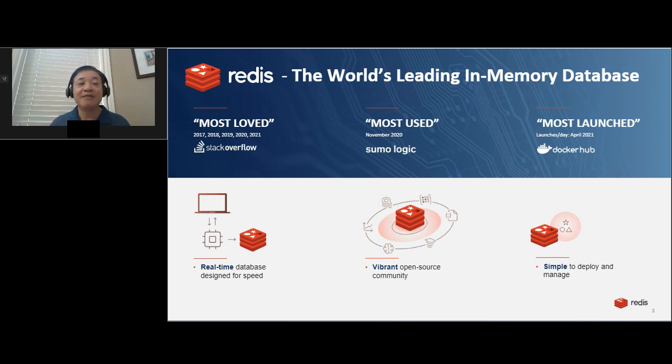Our main focus since day one for Redis has been around speed and meeting these real-time data needs. But the other key thing for Redis and why it's been adopted so widely is it's really simple to deploy and manage.